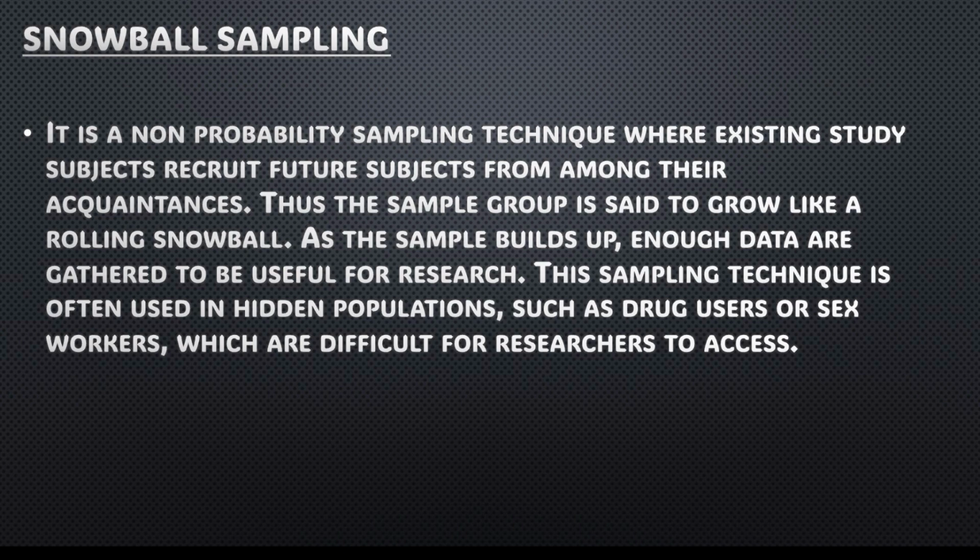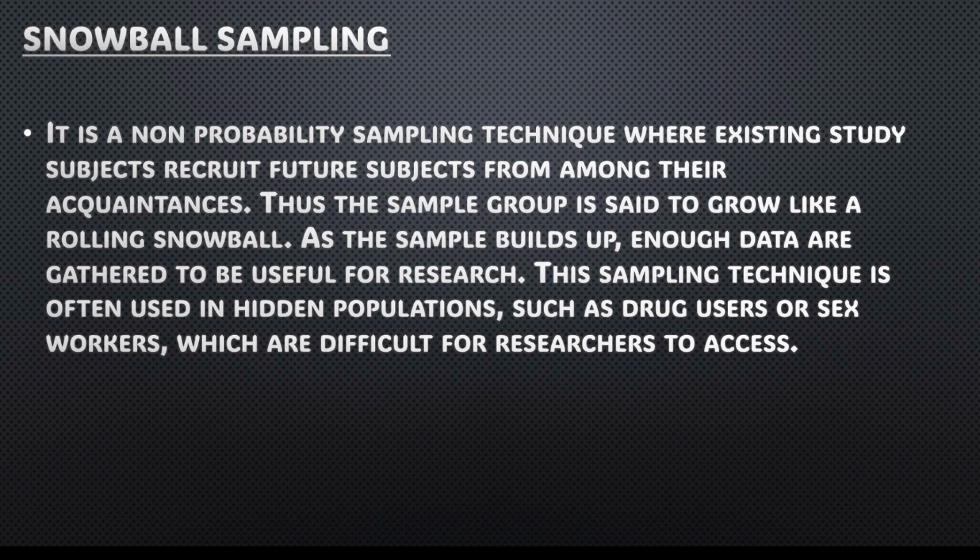Snowball sampling is a type of non-probability sampling technique where existing study subjects will recruit further subjects. In this way, the sample size will grow like a rolling snowball till the desired sample size is achieved. This is mostly done on hidden populations, such as drug users or sex workers.